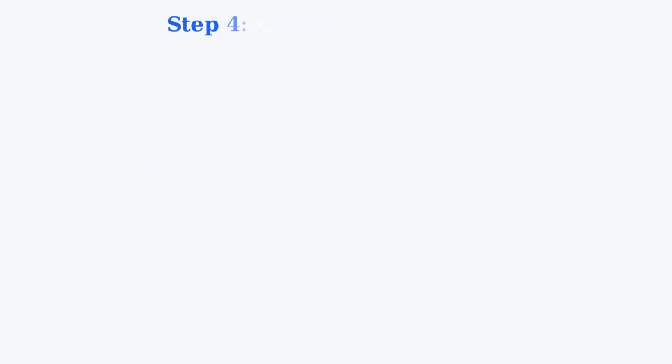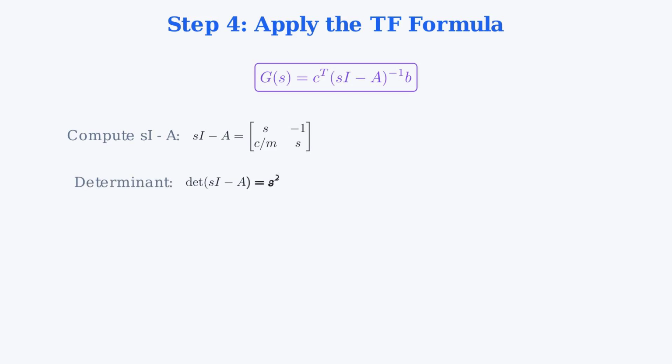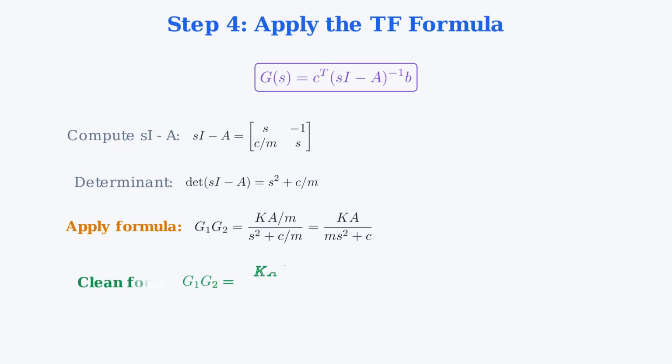Step 4. Apply the transfer function formula. We use G(s) equals C transpose times (sI minus A) inverse times B for the transfer function from u to y. First compute sI minus A. The matrix sI is s on the diagonal, 0 elsewhere. Subtract A. The result is s, minus 1 in the first row, c over m, s in the second row. Compute its determinant. s times s minus (minus 1) times c over m equals s squared plus c over m.